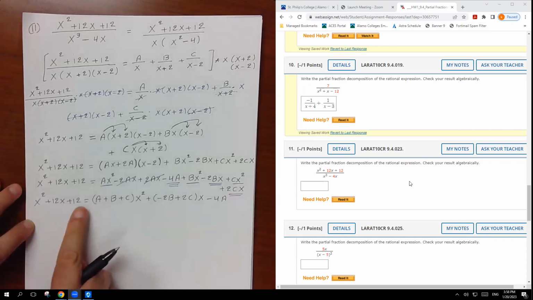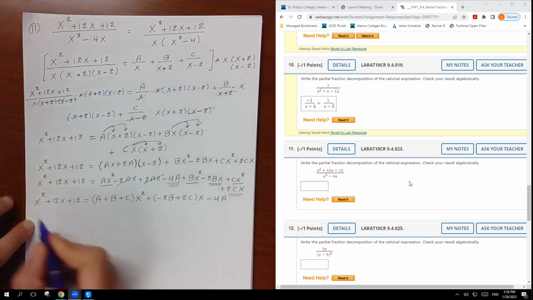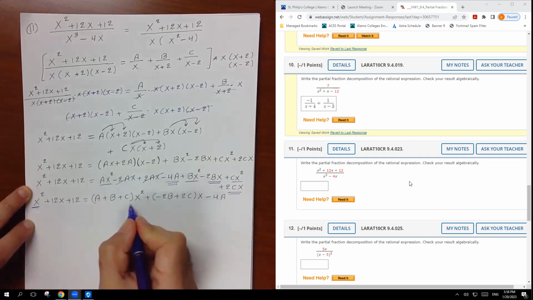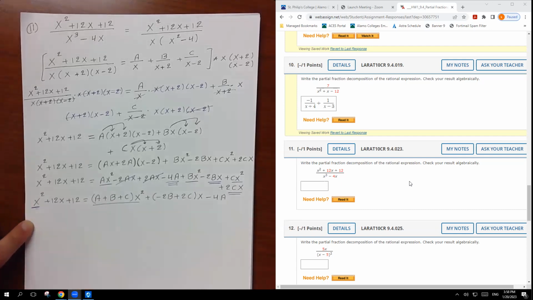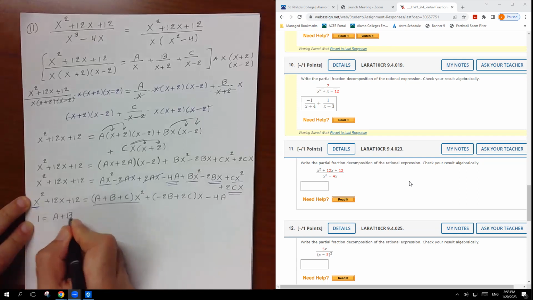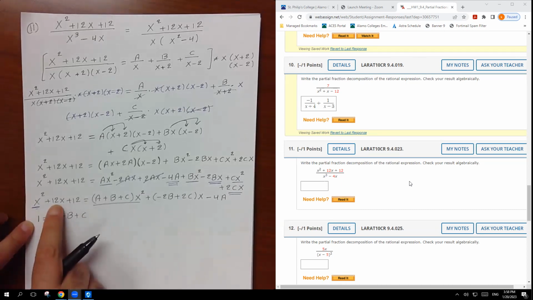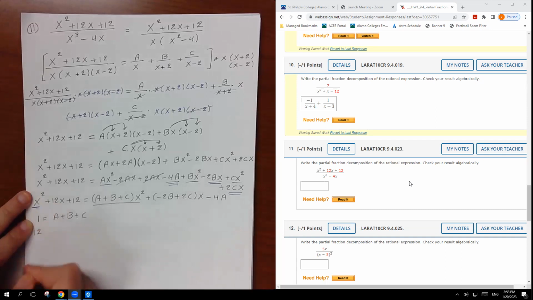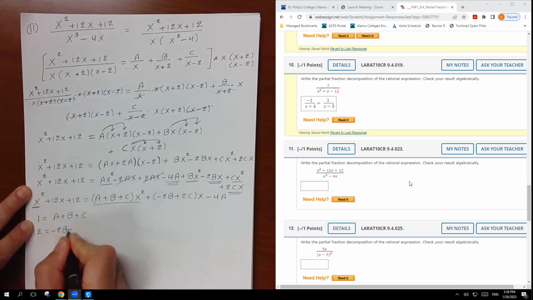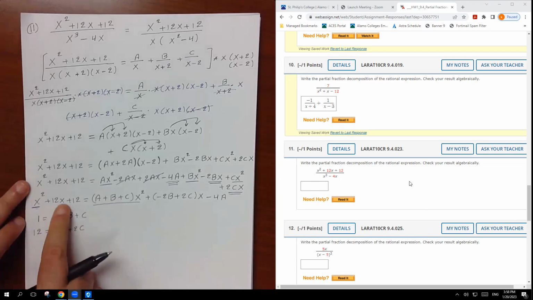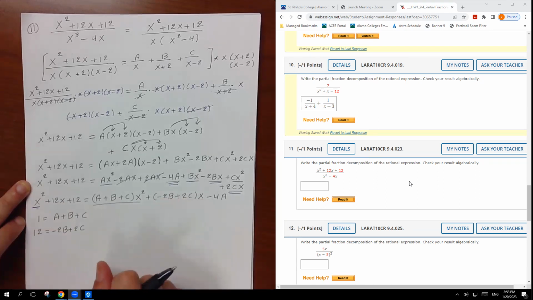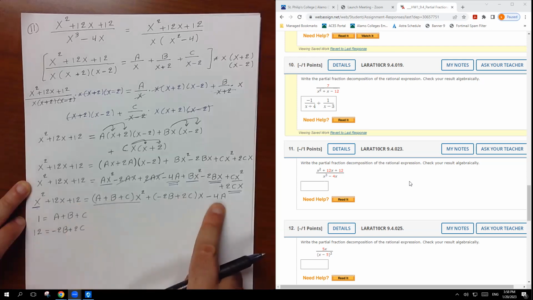Now let's set this one equal to this one. If you look here, the x squared is going to be equal to the x squared here. The coefficient here is 1. So 1 is going to be equal to a plus b plus c. And the x coefficient, which is 12 here, is going to be equal to negative 2b plus 2c, because 12x is similar to this coefficient with the x. And the 12 is going to be equal to negative 4a.